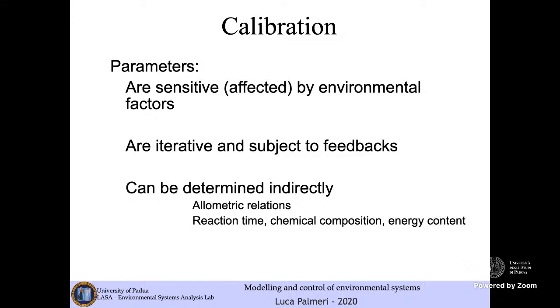Parameters can be determined directly, for example, the example of allometric relationships between lengths, generation length, and dimensions we have seen before, with typically an allometric relationship, but as we will see soon, we may employ it to calibrate the model. But there are also some ways of determining the parameter indirectly by, for example, studying reaction times or chemical composition or the energy contents of the products.